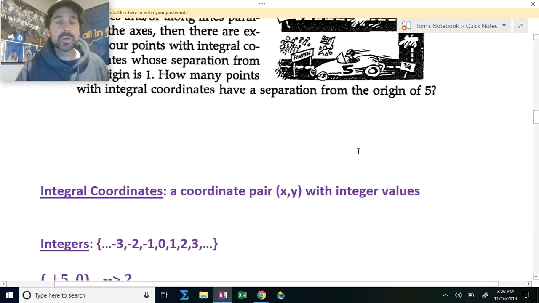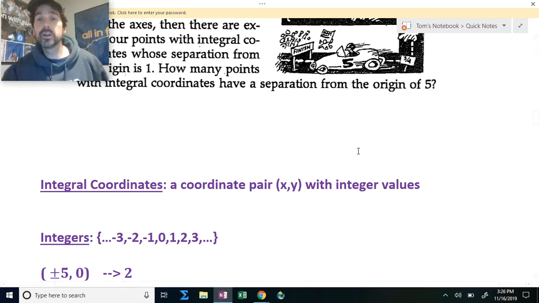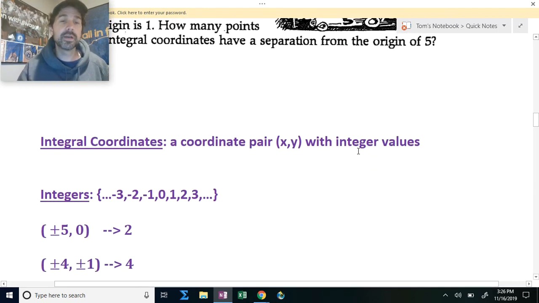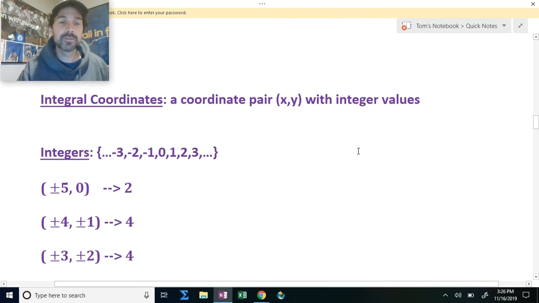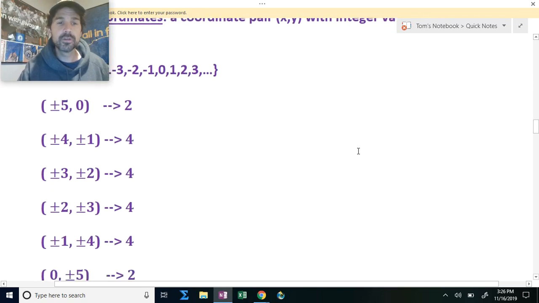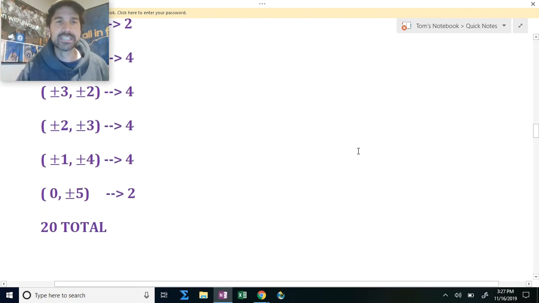They're basically the counting numbers plus the negative counting numbers and 0 thrown in there as well. And so we can just start listing them out. You can go to the right 5 or to the left 5. So that would look like positive or -5, comma 0. So there's 2 of those. You could either go to the right 4 and up 1 or down 1, or to the left 4, up 1 or down 1. So I just wrote that as plus or minus 4, plus or minus 1, but that's 4 different options there. You could do the same thing for 3 and 2, 4 options, 2 and 3, 4 and 1. And then if you go 0, 5, you're either going up 5 or you're going down 5. And then there's 2 options there. Add that all up, and there's 20 total.